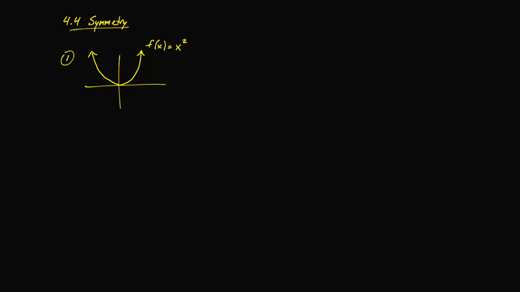So we're going to talk about symmetry and we're going to use this example here of f of x equals x squared to do this. So now I want you to have this graph drawn and find your local minimum. So take a moment and make an attempt at that.